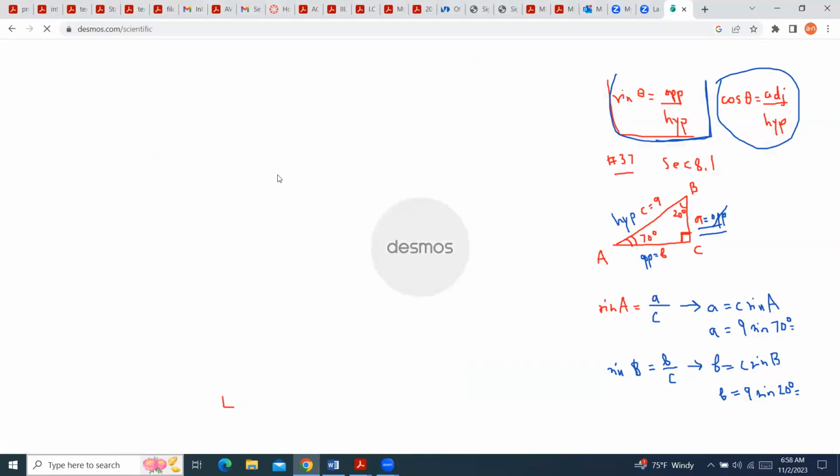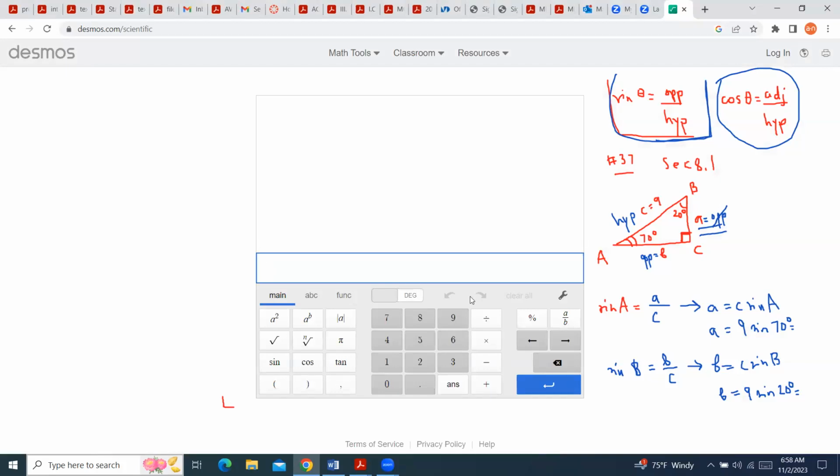So 9, times sine. Notice we have to be in terms of degrees. So I go sine, and we are in terms of degrees, right? So it's a sine of 70. And here's the answer, 8.45, something like that. Okay. So analogously, I can go with the other side. So this will be, again, 9, and now we times it by sine of 20.